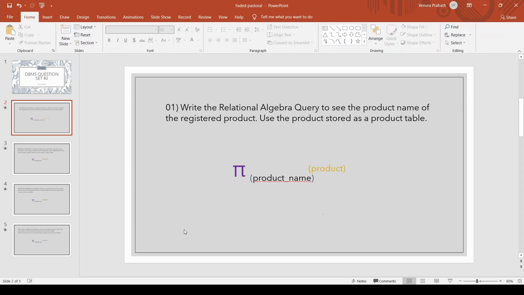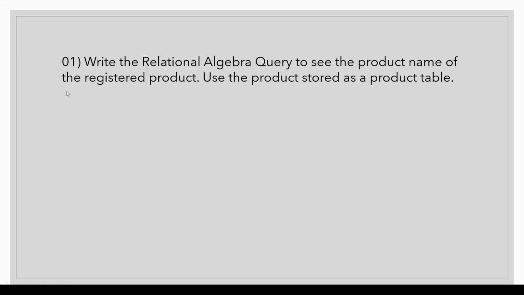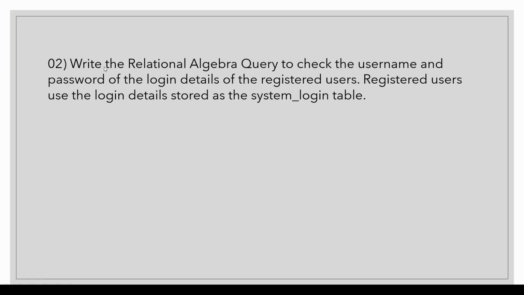And let's move on to the second one. Write the relational algebra query to check the username and password of the login details of the registered user. Registered users use the login details stored as the system login table. Again we have to use the projection method. We have to show only the username and the password.